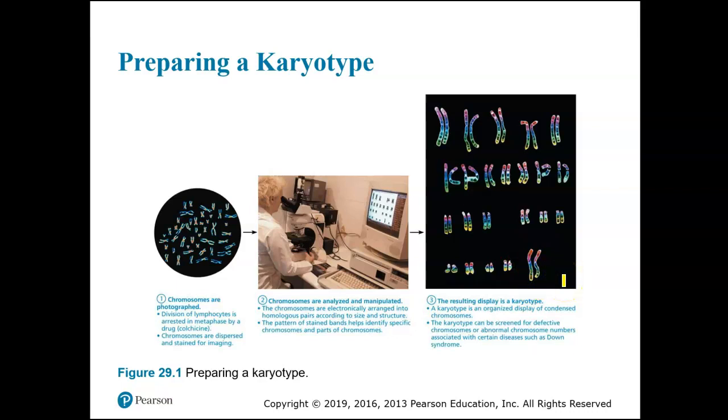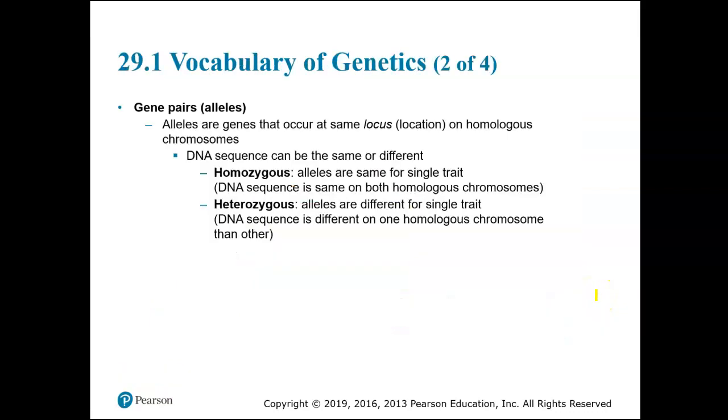Now also, this is pair 23, 22, 21. This is pair 21. If there were 3 of these, then this would be an individual with Down syndrome. So you can look for abnormalities and see if someone has a genetic disorder. All right.